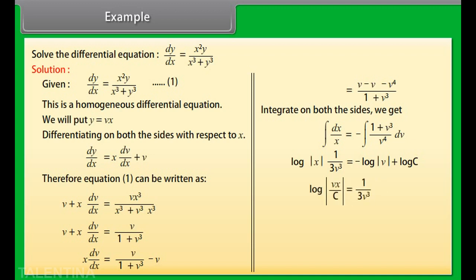Log of mod of v, x by c equals 1 by 3 v cube. It implies that v, x by c equals e raised to the power 1 by 3 v cube. It implies that y by c equals e raised to the power x cube by 3y cube, or y equals c into e raised to the power x cube by 3y cube.